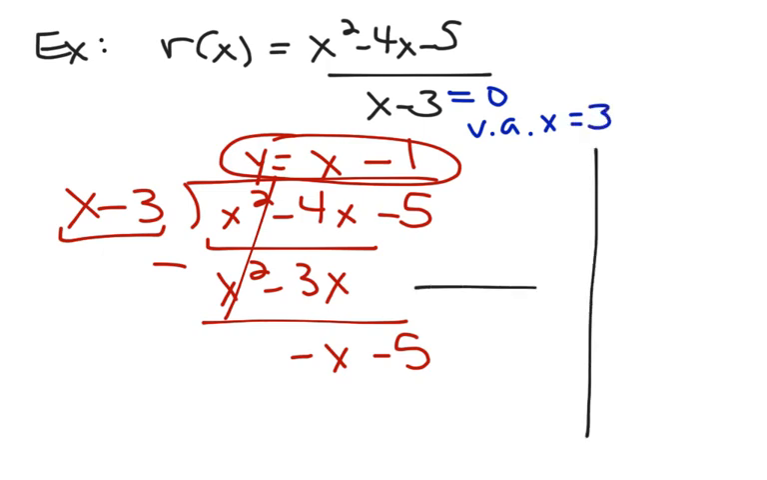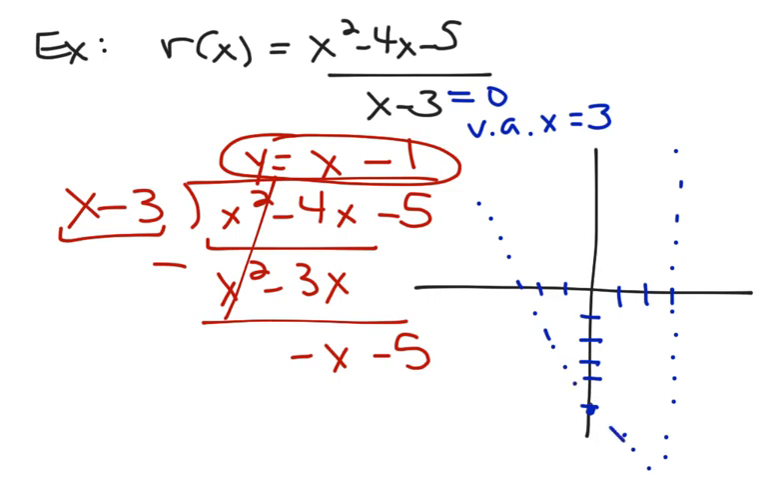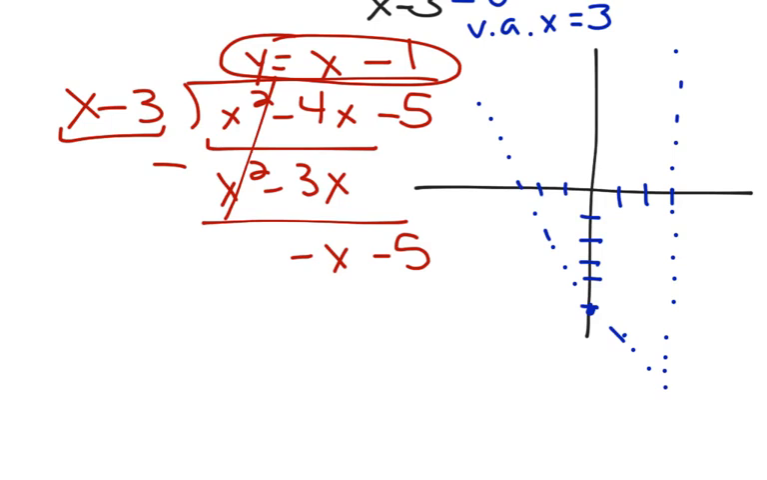So if I were to go and draw a quick sketch, I would have the vertical asymptote here, and the slant asymptote has a y-intercept of negative 5, and it goes down 1 to the right 1, or up one to the left one. So it's going to kind of look like this. I guess I didn't give myself as much space as I probably should have.